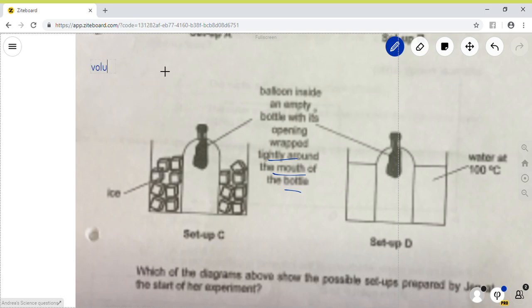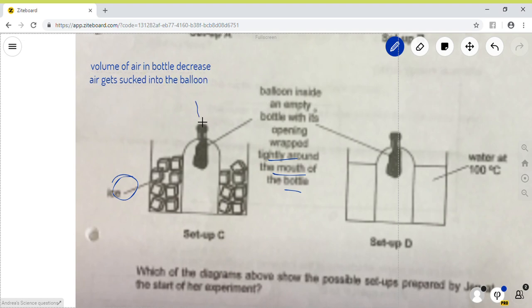So volume of air in bottle decreases, right? First sentence, is it okay? The volume of air in bottle decreases because of the cold, the ice. Coldness contracts the air. Correct. Then air gets sucked into the balloon. Right, because of that.